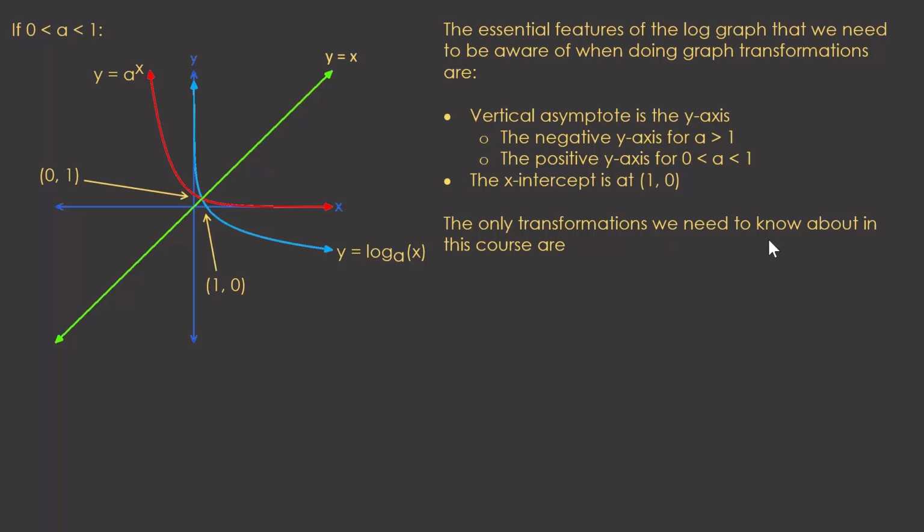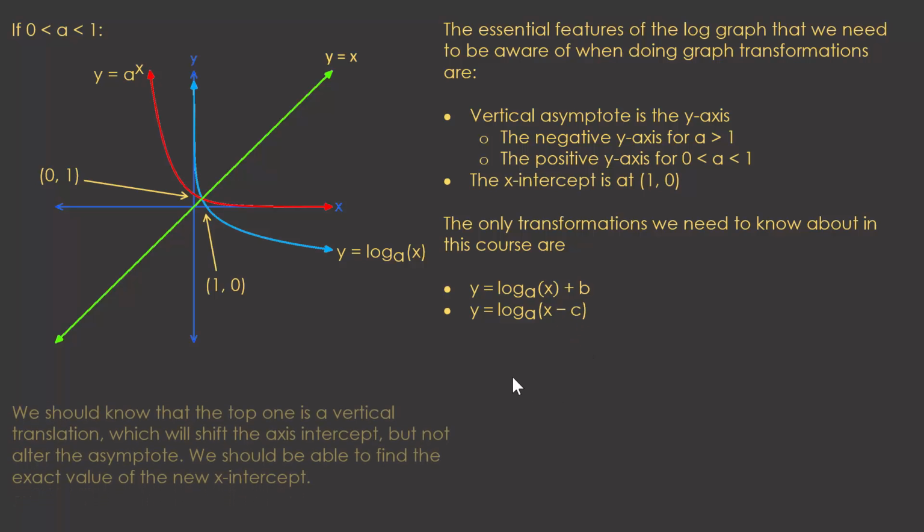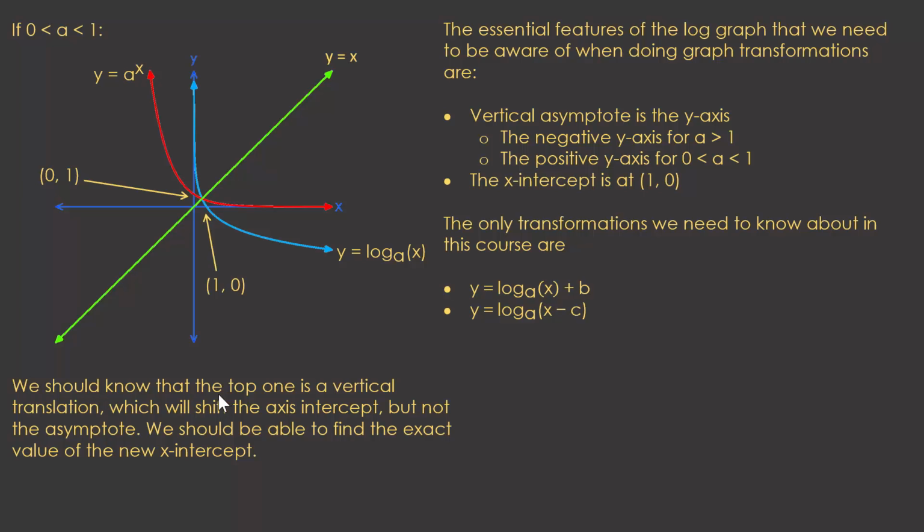The only transformations we need to know about in this course are y equals log to the base a of x plus b, and y equals log to the base a of x take away c. Note the difference with the plus b outside and the minus c inside. We should know that the top one, this one here, is a vertical translation, which will shift the axis intercept, but not the asymptote. We should be able to find the exact value of the new x-intercept, although we may not always be expected to do so.